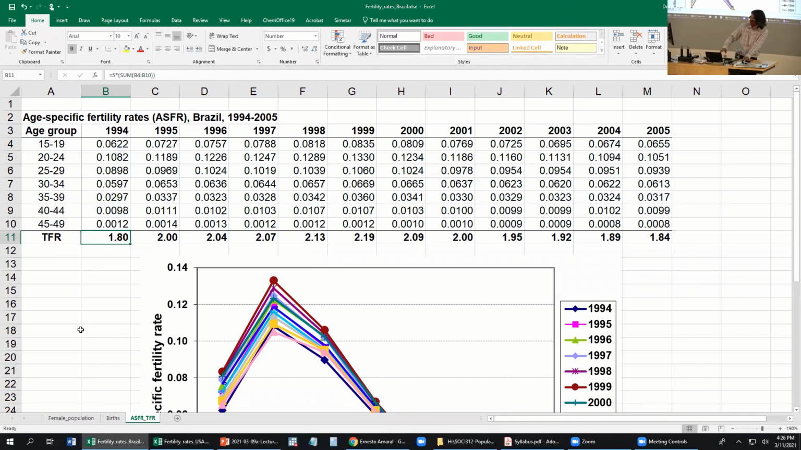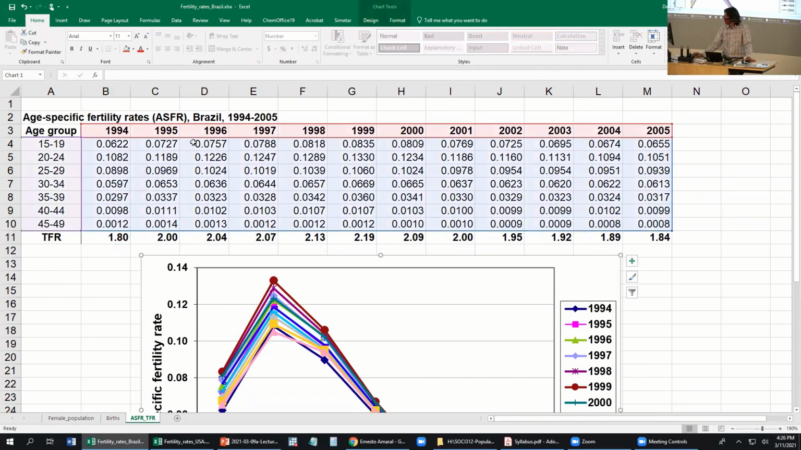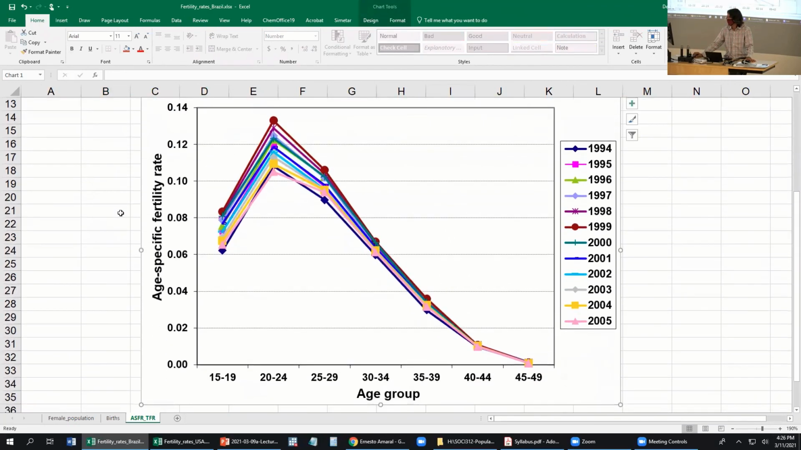So you see some oscillation of total fertility rate, actually increasing up to 1990, 1999, and then declining again in later years. And this is a lot of data, a lot of information, and you can create a graph using these age-specific fertility rates here. This graph here gets all messed up.